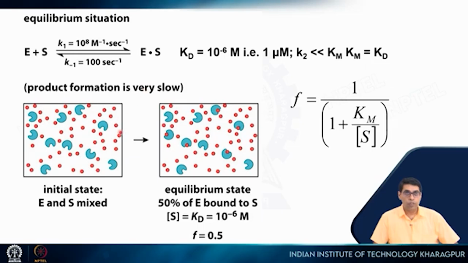Now, if we consider a situation where we have taken a substrate concentration of 1 micromolar, which is equal to the Kd or the Km value, then if we plug this in, Km is 1 micromolar because it is equal to the Kd. Substrate concentration is also 1 micromolar. So these two are exactly the same, so the ratio is 1. So 1 plus 1 is 2, and F will be 1 by 2, or 0.5. It means that under this condition, a rapid equilibrium will be set up where 50% of the enzyme will be bound to the substrate and 50% of the enzyme will be free.